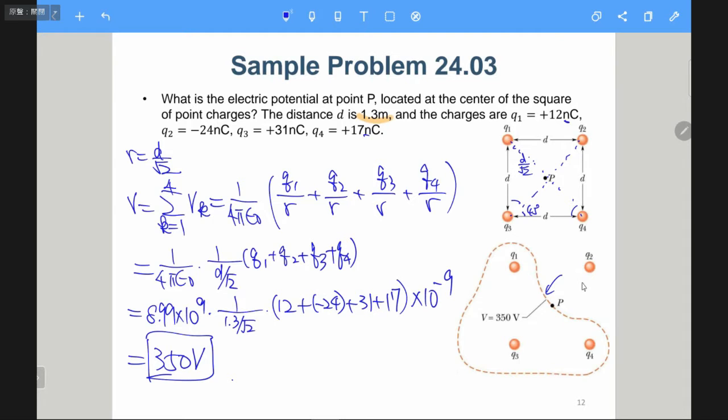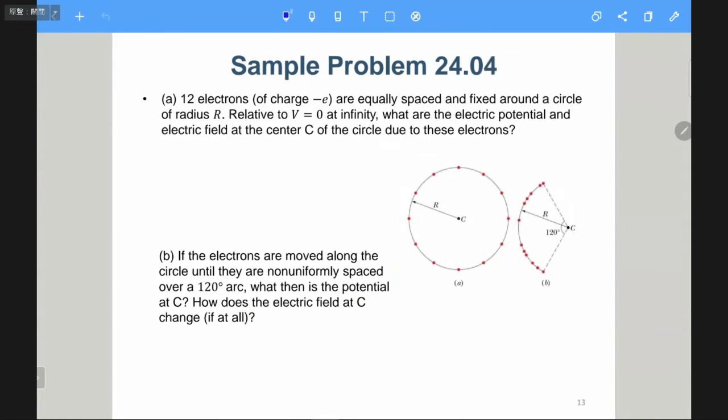But at least you know that this is a positive charge, positive charge, positive charge, negative charge. So at least what we know is that the equipotential surface should somehow separate the positive charges and the negative charge. But why the shape should be like that is difficult. You must refer to computer software to do this. Okay, so the next sample problem.